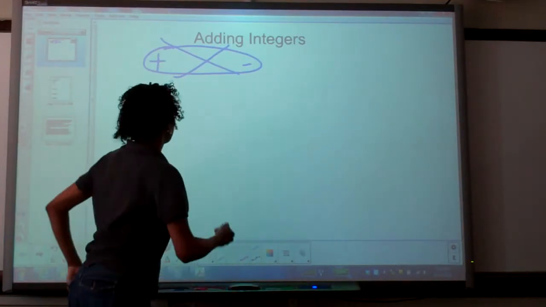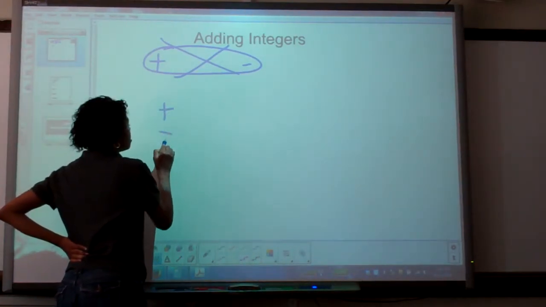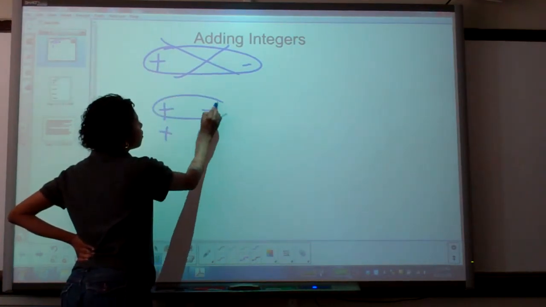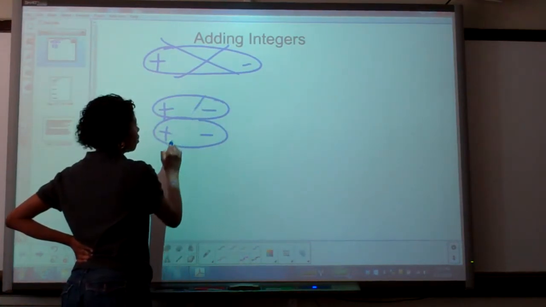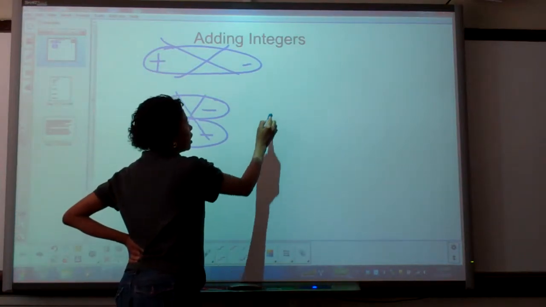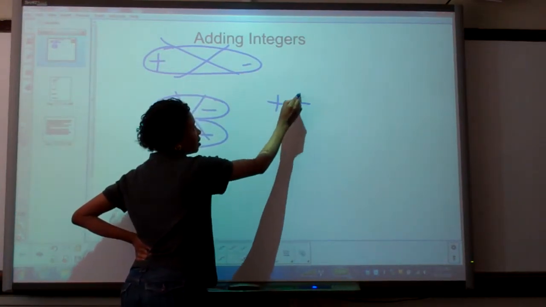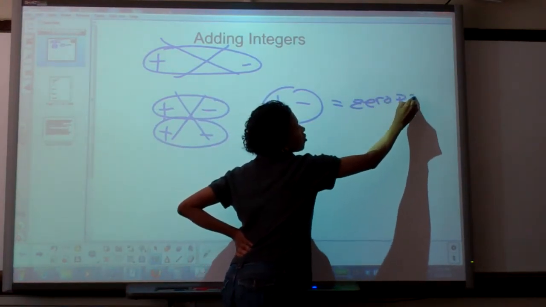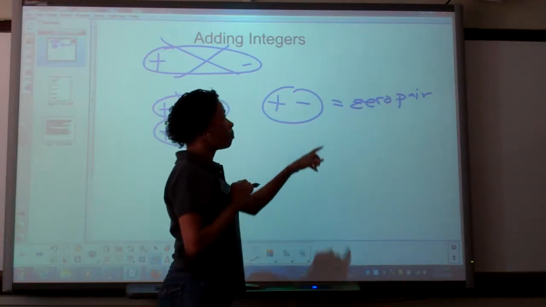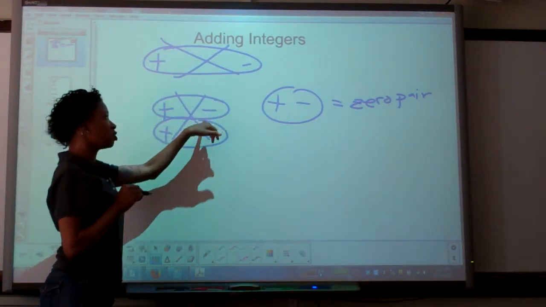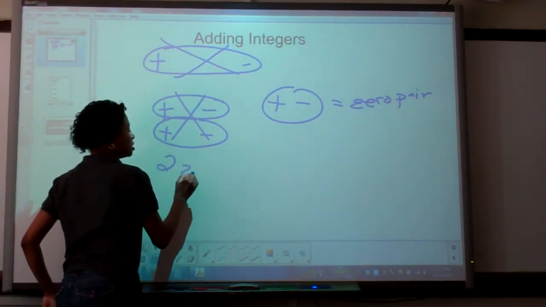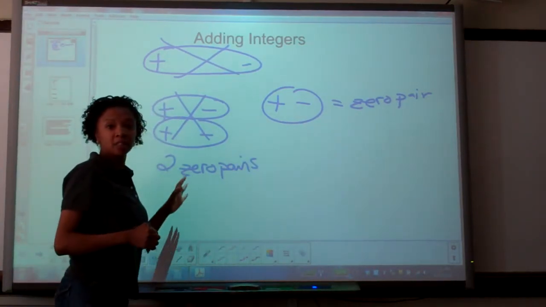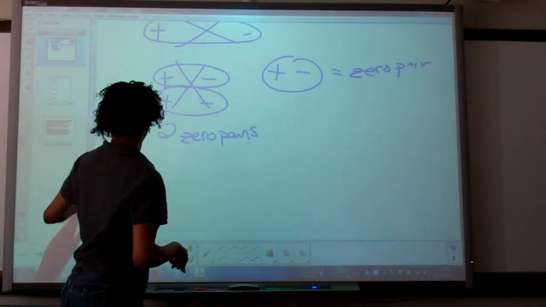So let's understand. If I have 2 positives and 2 negatives, that's a 0 pair, so this is worth nothing. What I'm saying is, 1 positive and 1 negative is equal to what we call a 0 pair. It's worth nothing. So this is 1 zero pair. When I had 2 positives and 2 negatives, this was 2 zero pairs. So they were worth nothing. Right? So just understand that.